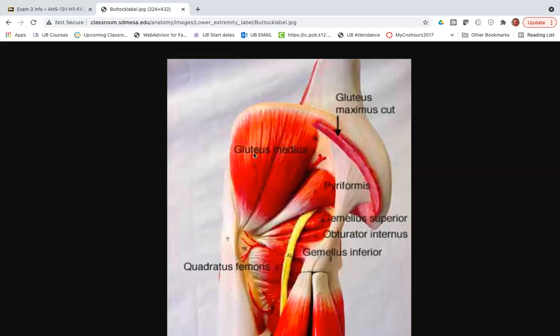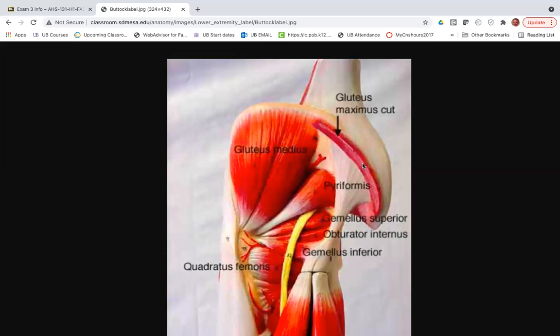Hip external rotator. Gluteus medius is a hip abductor, but it's also a hip stabilizer, so that if you were to stand with one leg on the ground, let's say your right foot on the ground, your right foot is on the ground and your left knee is bent, and you're just standing on your right leg, it's your right gluteus medius that contracts to hold your pelvis level. If your glute medius is weak, you wouldn't be able to do that standing on one leg. You'd actually lose your balance.